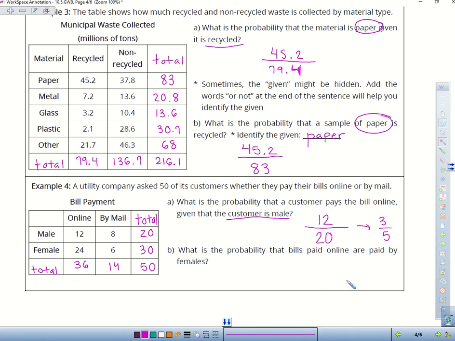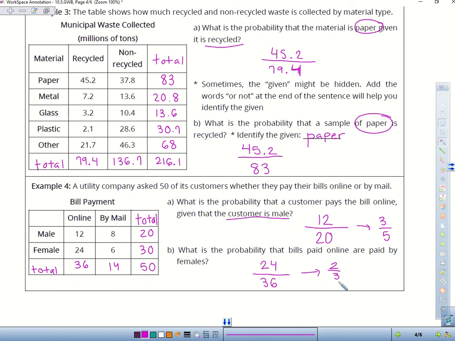What is the probability that bills paid online are paid by females? So do we care about the by mail bills right now? No. We're only looking at the total of bills paid online, and of that group we're looking at female. 24 out of 36, which is 2 out of 3, which is 66.7%.